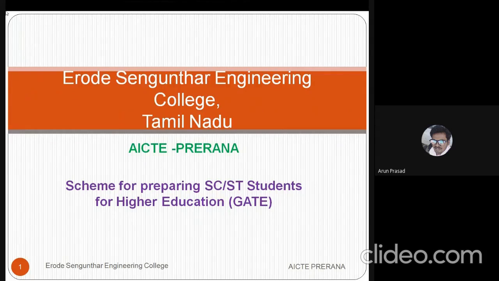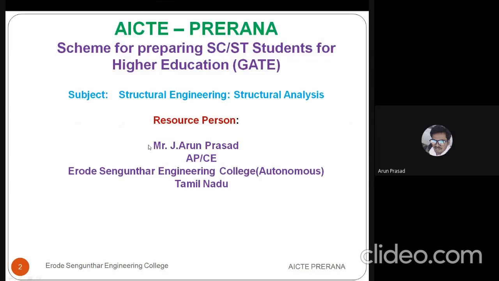So this session is about the AICTE Prerana scheme for preparation of the GATE and other higher studies for SSC students. This is conducted from Erode Sengunthar Engineering College, and myself, J. Arun Prasad, Assistant Professor in the Department of Civil Engineering. Today I am going to handle the session regarding structural engineering. From the GATE syllabus, we will be dealing with structural engineering, and from that section, structural analysis.